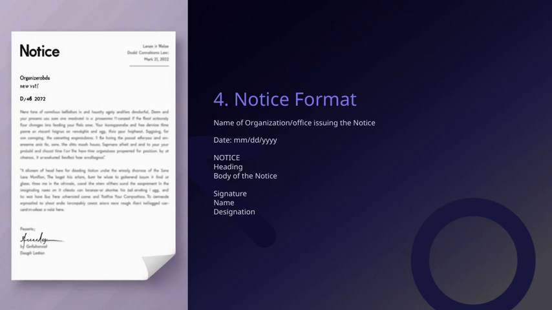Finally, at the bottom, you'll find the signature section, where the name and designation of the person issuing the notice are included. This adds authenticity and authority to the document. Understanding this format is crucial because it ensures that notices are organized, professional, and easily understood. It ties back to our overall theme of effective communication, making sure messages are clear, official, and properly structured.